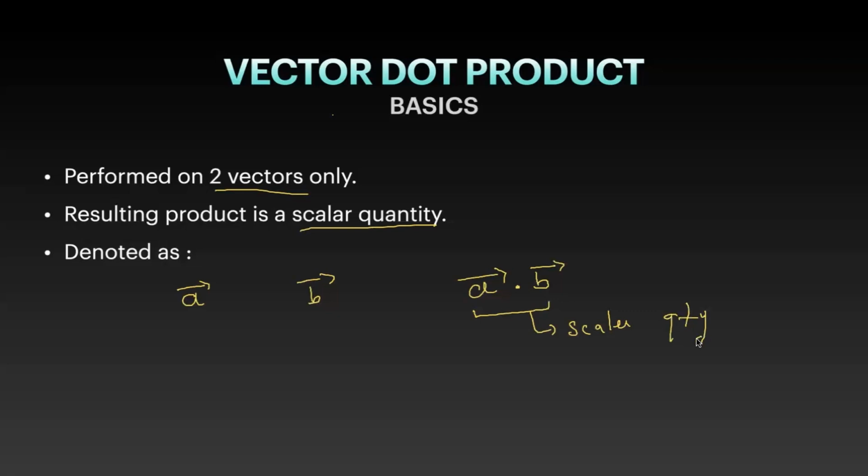A and B are not scalars. A and B are what? Vectors. Vector dot product will only be performed on vectors, but the resulting quantity which you get will be a scalar quantity. Is this clear?